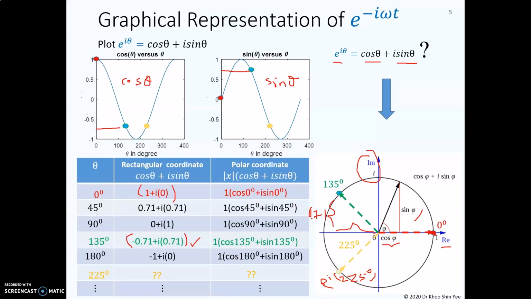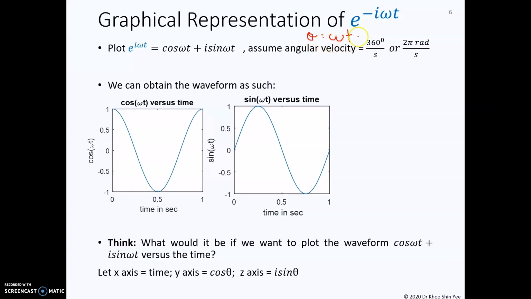Try to prove that. Angle is equal to omega t, where omega is the angular velocity. Let's assume it to be 360 degrees per second, or 2 pi radians per second. So with that, we can plot the cos of omega t, where you can see you have one cycle in 1 second. Same for the sine omega t, where you also have one cycle in 1 second.